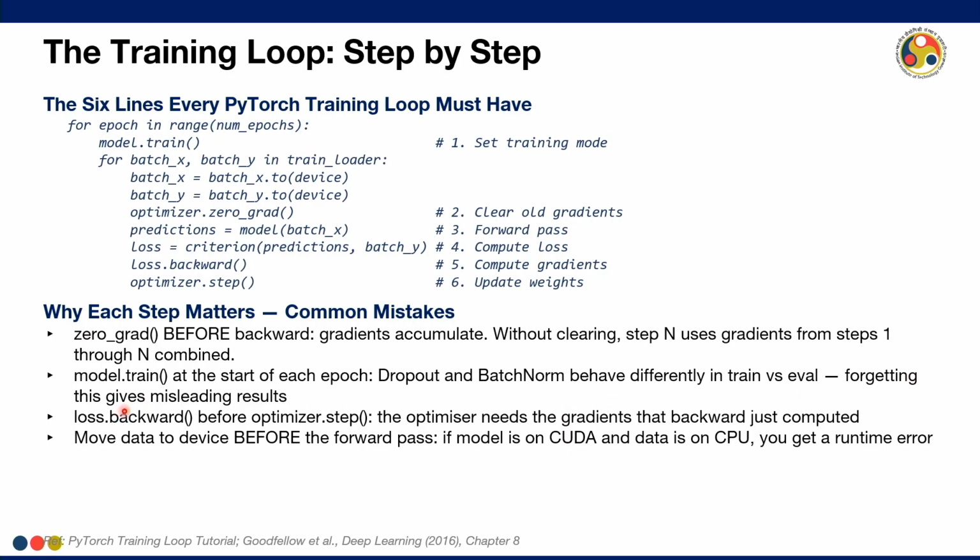So forgetting this will give misleading results. That's why this is used at the start of the epoch. loss.backward will be used before the step, because before updating we should compute the gradients, and the optimizer needs the gradients that backward computes in the backward pass. How is it computed? By using the autograd machinery, okay.